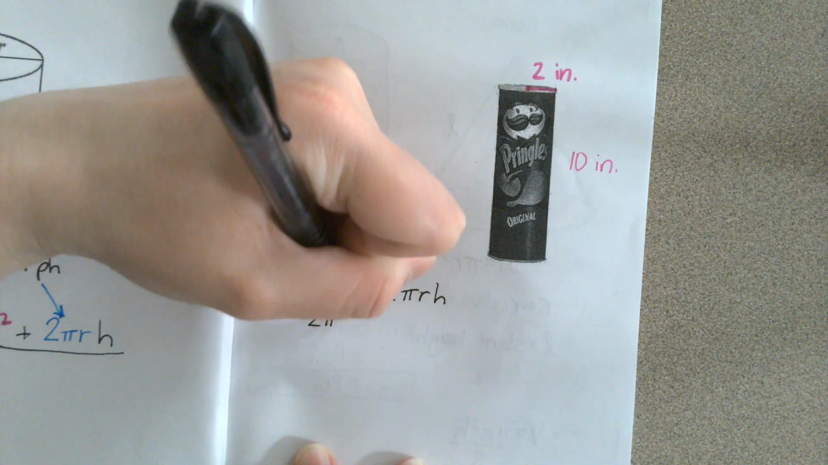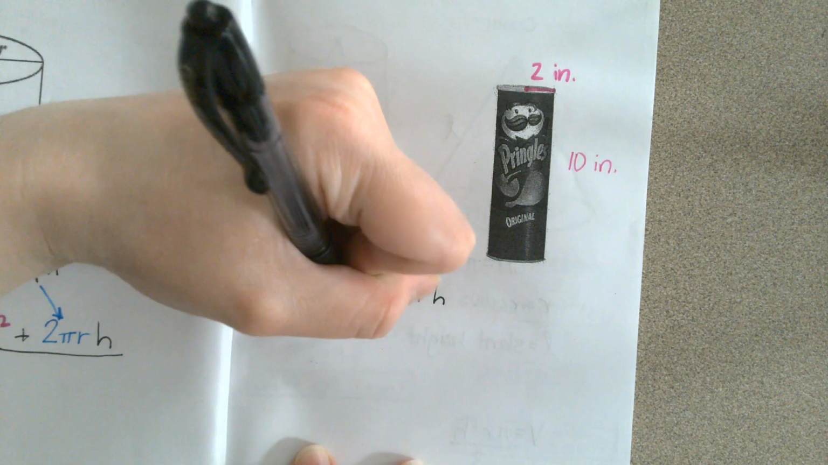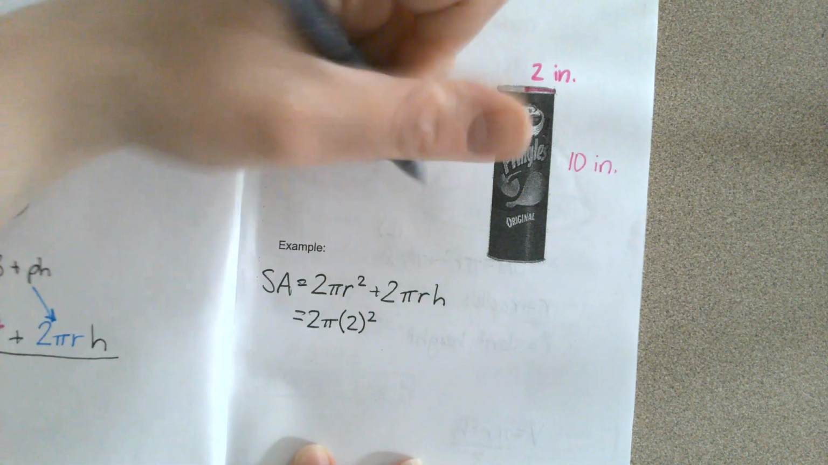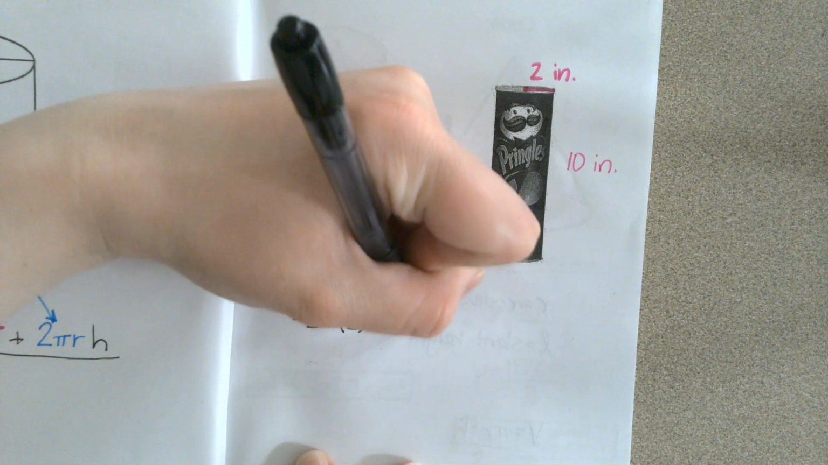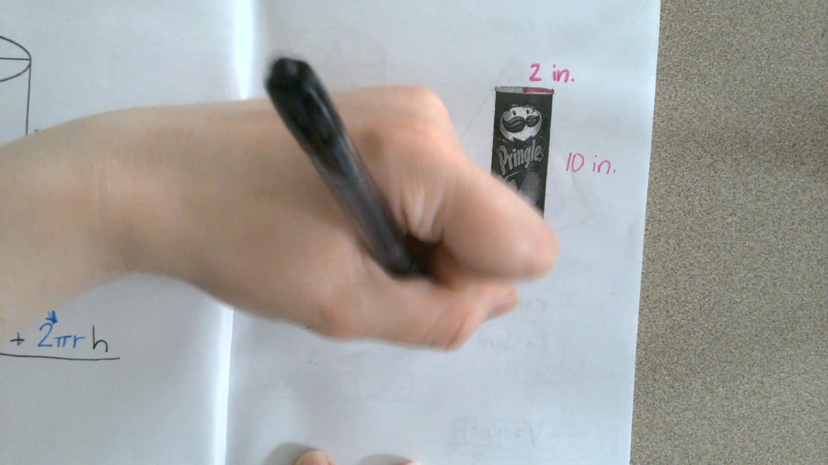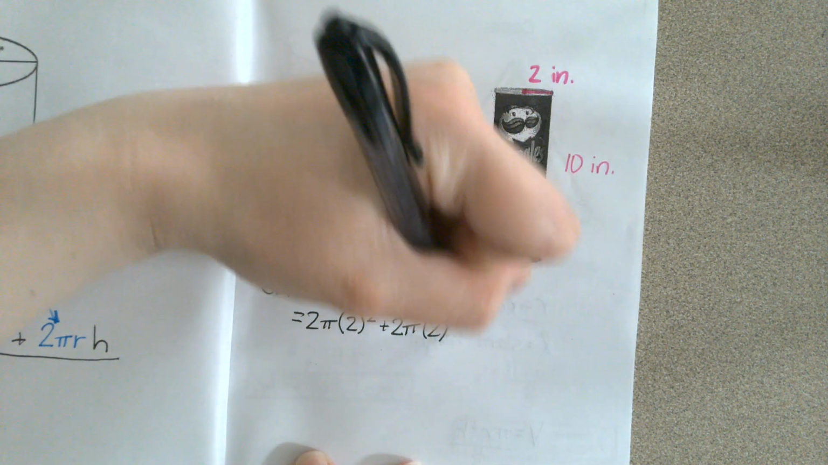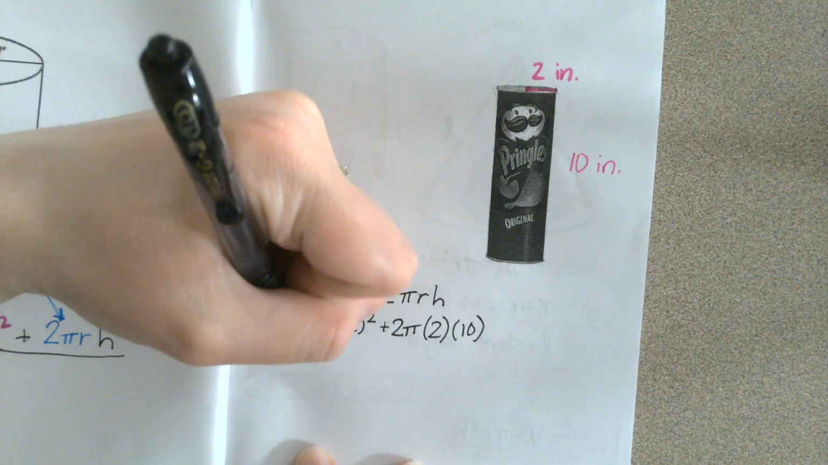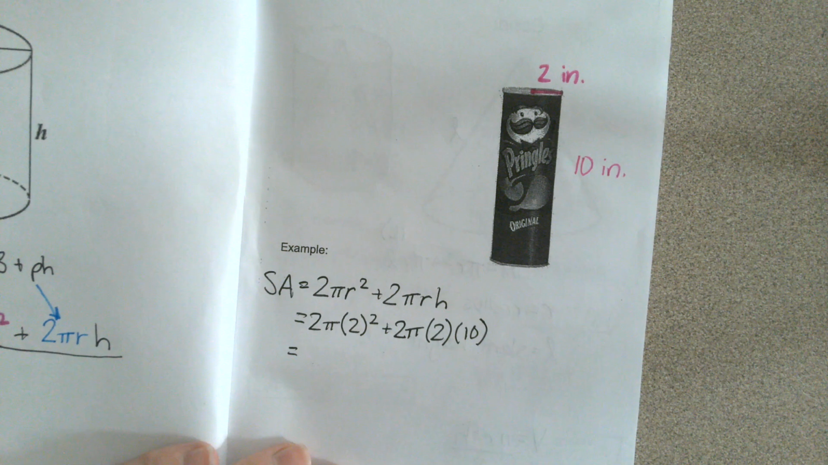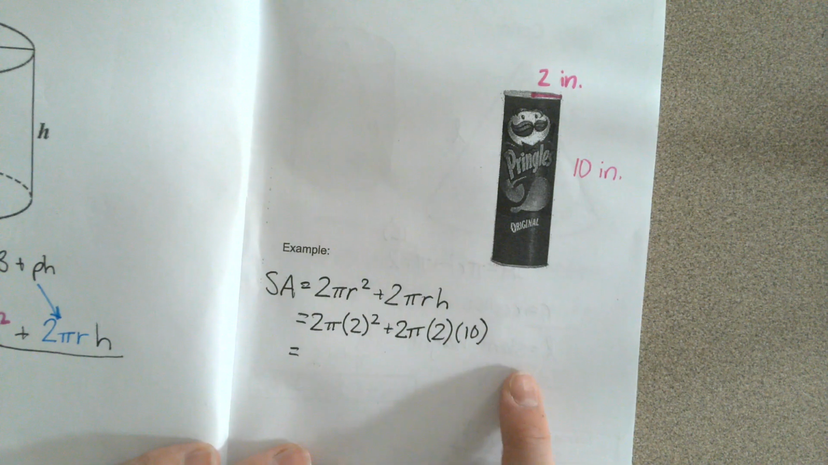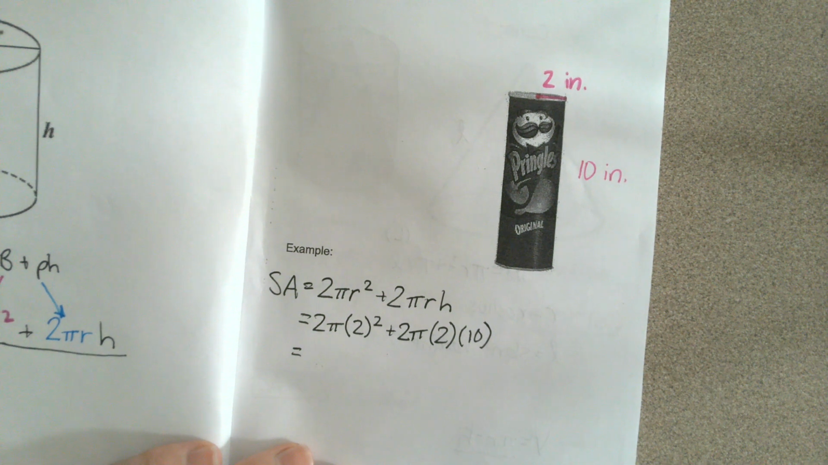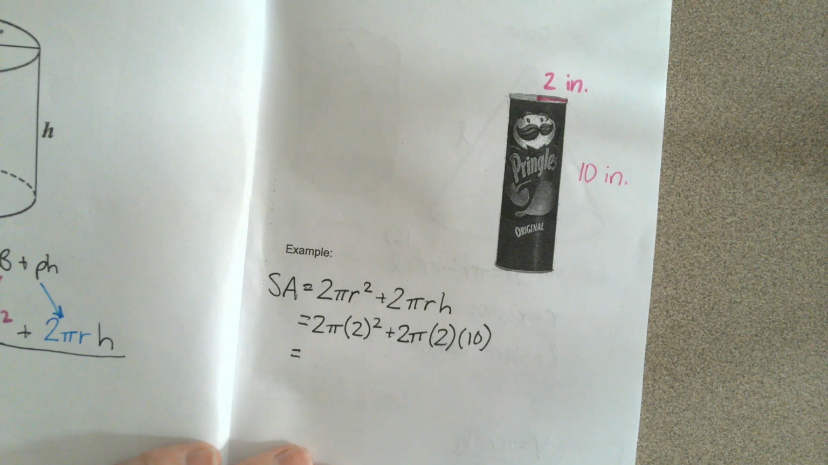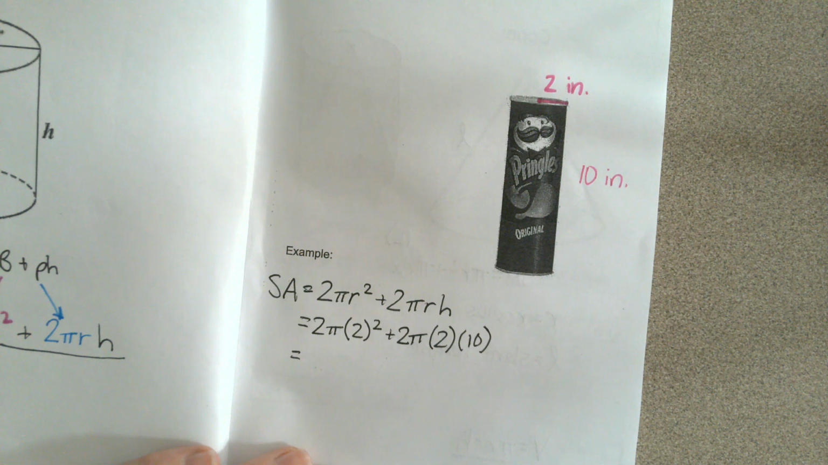2 pi r, our radius is 2 squared. Radius up here is 2. Plus 2 pi, again our radius is 2, and our height is 10. At this point, you could plug this straight into a calculator. There are some cons to that approach. If you don't use the correct symbols, if you forget something, there's a good chance you can make a mistake and you won't realize it.